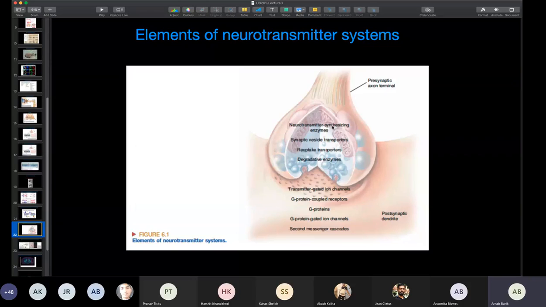So there are multiple protein components here, from the moment they receive the precursors, they make it back into synaptic vesicles, and they transmit the information and make sure that a signal is transmitted.